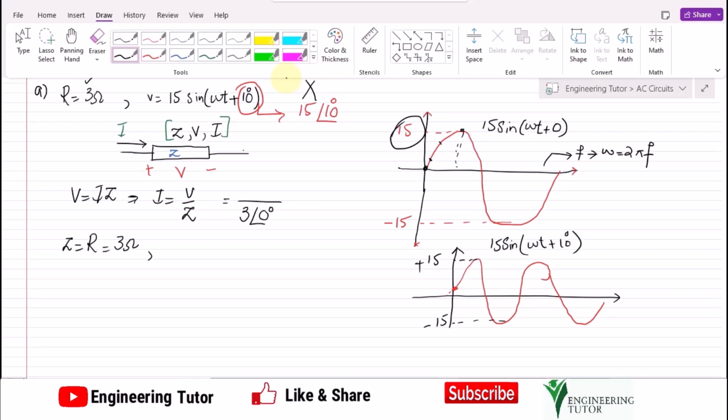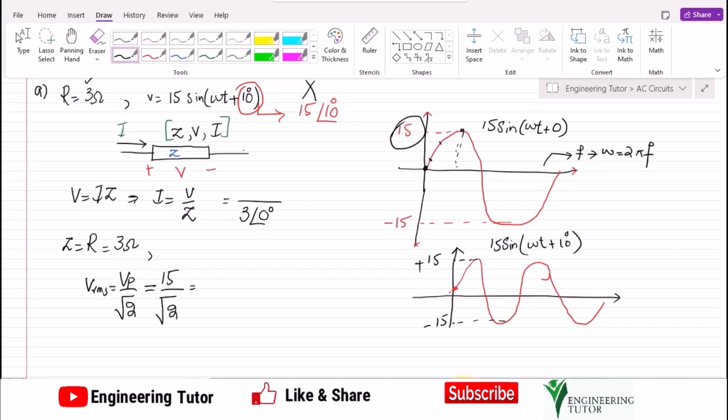So in order to convert the peak value into the effective value, we have to use the RMS value, and in order to convert any peak value into the RMS, we have to divide it by the square root of 2. Okay, so now writing here 15 divided by square root of 2.